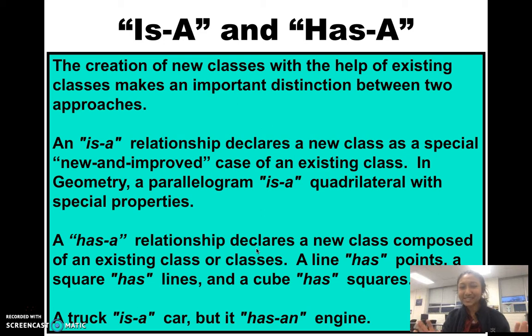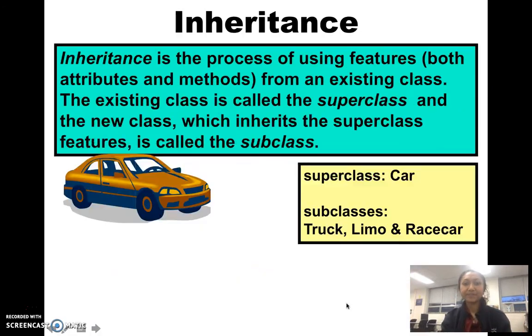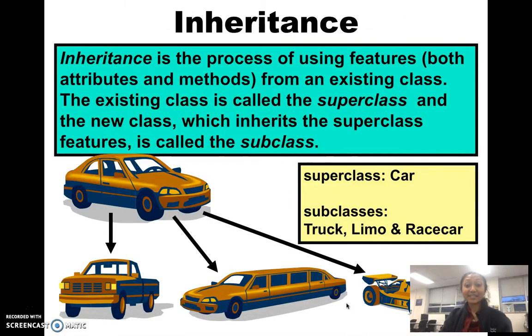If this is still vague, hang in there. If you just speak it in English, sometimes it's much easier to understand the distinction. Like here, a truck is a car, but has an engine. You can say a truck has an engine. You don't say a truck has a car. A truck is a car. So truck is a car indicates that the relationship between truck and car is inheritance. But a truck has an engine tells you the relationship between truck and engine is actually a composition.